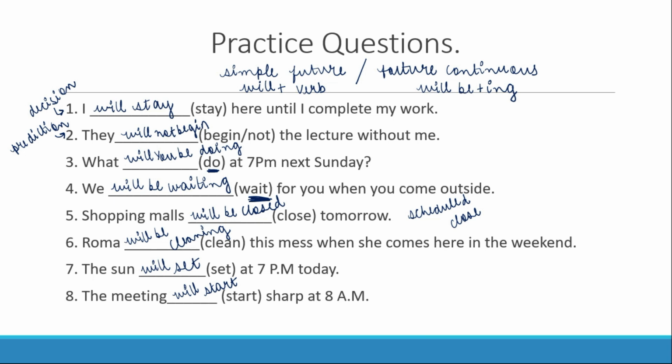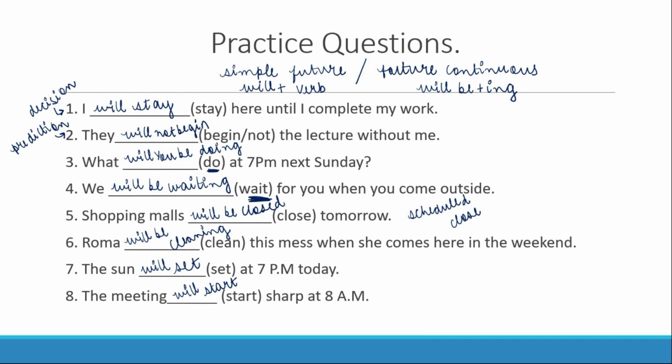So I hope this is clear to you now. If it is a future event, if it is a prediction, or if it is a decision, a promise, or a scheduled event, it will be simple future tense. If the action is going to continue in the future for a considerable amount of time, if it's a planned future event that you will be coming or going, if the future event is an action and it is planned, it will be future continuous tense.